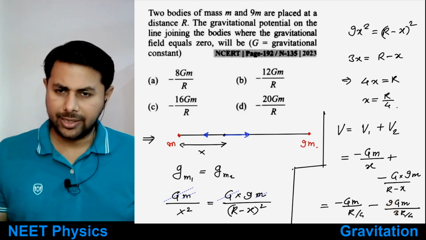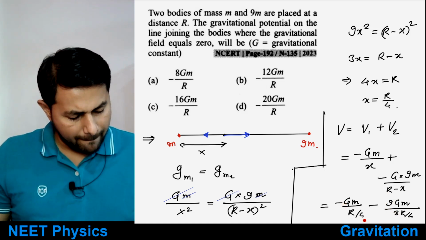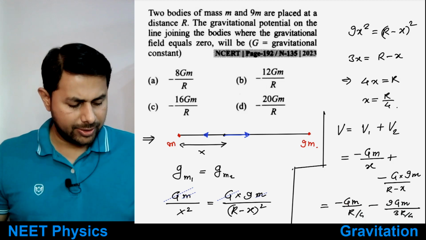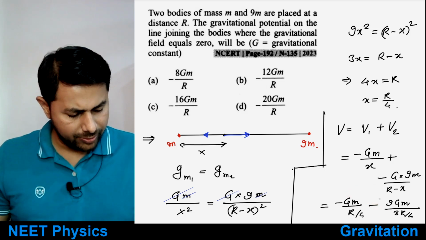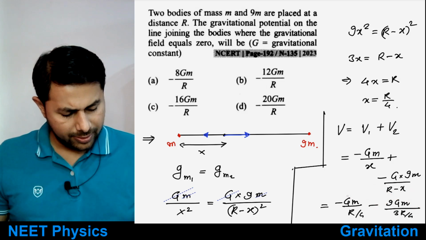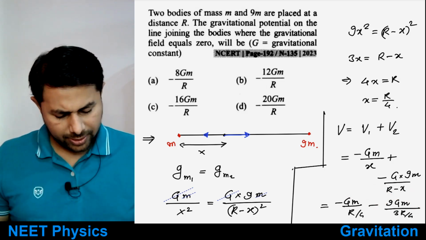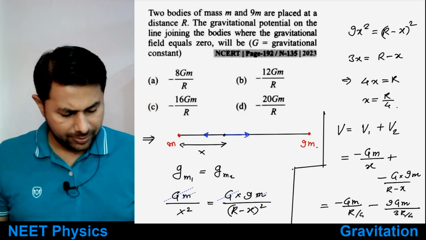So then this 9 by 3 is 3. Negative sign you can take common. So this will be minus 4 times GM over r, and this thing would be equal to minus of 12 times GM over r, right? So minus 16 GM over r, that should be the answer. Option C, right?